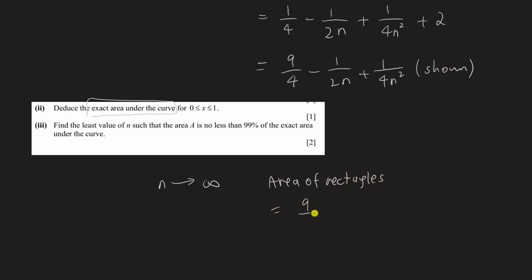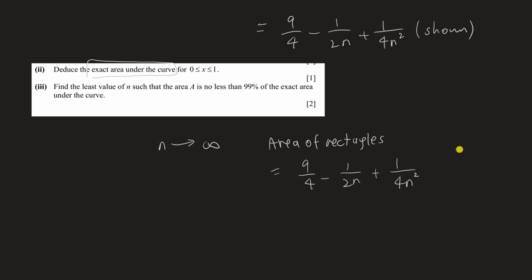So we already have area of rectangles equals to 9 over 4 minus 1 over 2n plus 1 over 4n squared. If there are 3 rectangles, we will sum in n equals to 3. If I have 20 rectangles, I'll sum in n equals to 20 to find the area. But 20 rectangles is still an underestimation. How many rectangles do we want? We want infinitely many. So as n goes to infinity, area would be 9 over 4 minus 1 over infinity, which gives us 0. 1 over 4 infinity squared will also give us 0. So the answer is simply just 9 over 4.